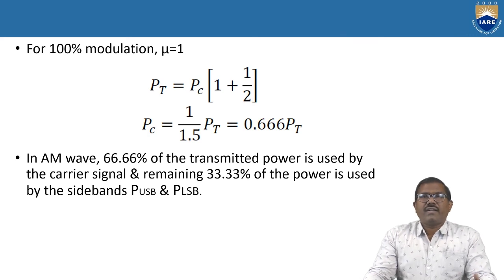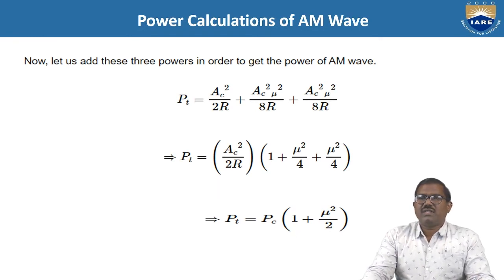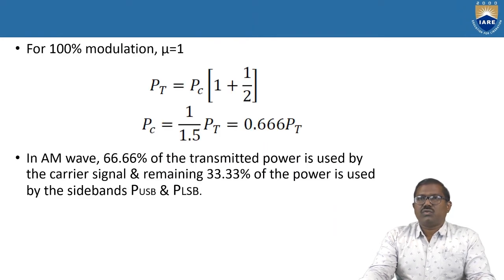When it is 100% modulation, mu is equal to 1. So you can substitute in the total transmit power, which is equal to Pc of 1 plus 1 by 2, that is mu square. You can see in the last equation, Pc into 1 plus mu square by 2. For 100% modulation, mu value is 1, then 1 square is 1. So 1 plus 1 by 2, you get totally 3 by 2. And finally, that carrier power is equal to 1 by 1.5 PT. So it's nothing but 0.66 PT.